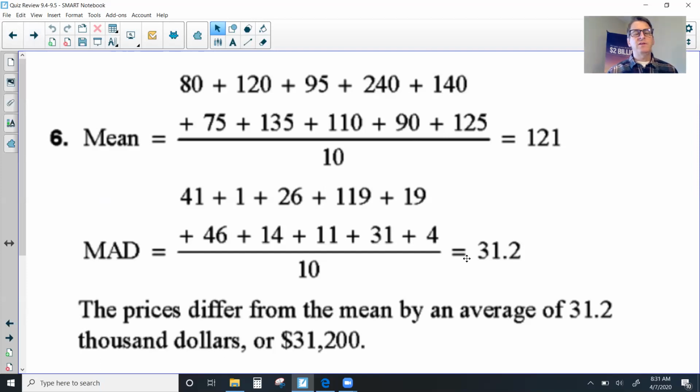So what that means is that the prices differ from the mean by an average of $31,200 on the mean absolute deviation.